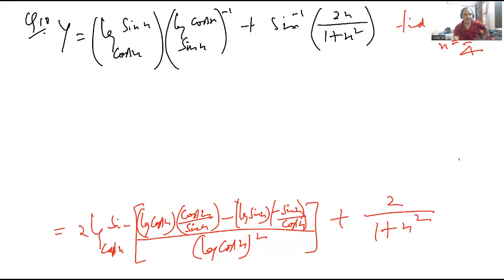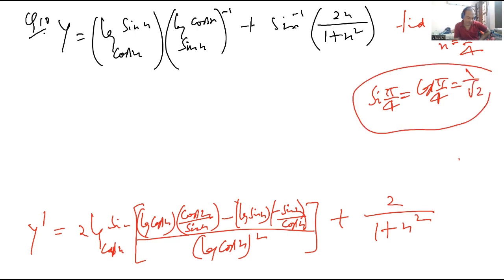Now what else I can do here is convert cos over sine as cot, and sine x over cos x as tan. I can do all these things, but the main thing is I have to find the value of the differentiation y dash at x equals pi by 4. For this, I know one more thing: the value of sine pi by 4 is equal to cos pi by 4, and this is 1 over root 2. Okay, you must know it.